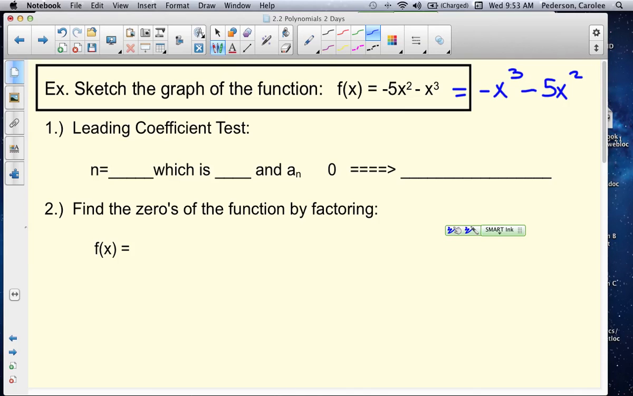The degree is blank, which means it's either even or odd, and the leading coefficient is greater than or less than 0. What does that mean for our end behavior? So what we did yesterday in our lesson.